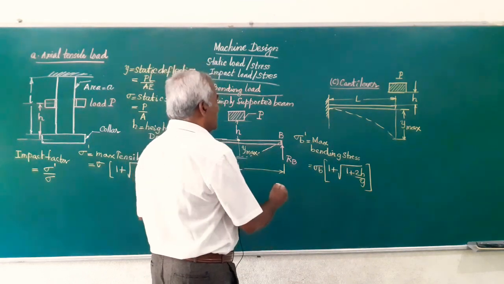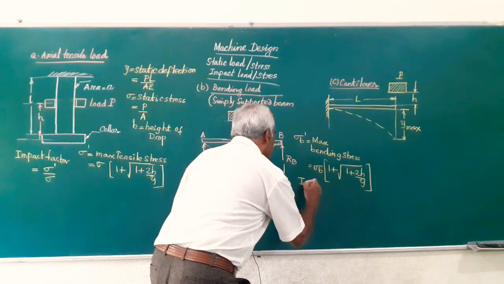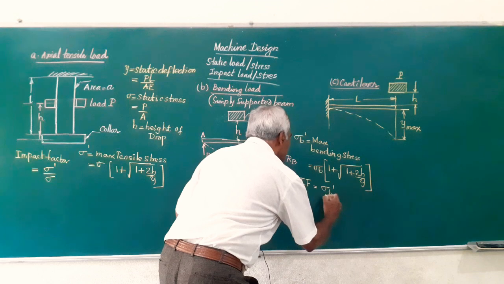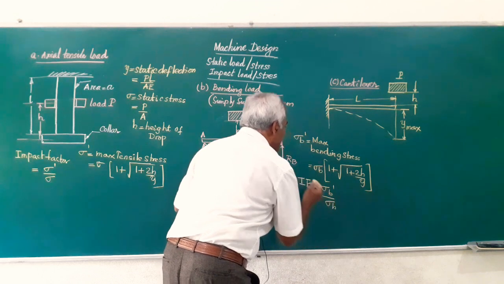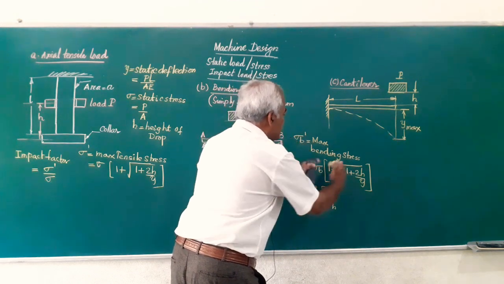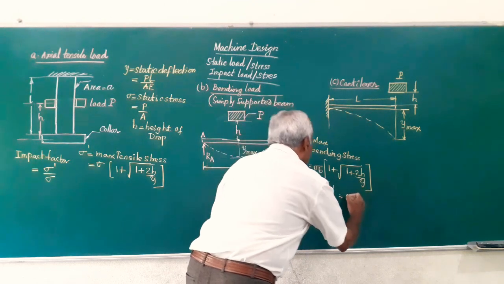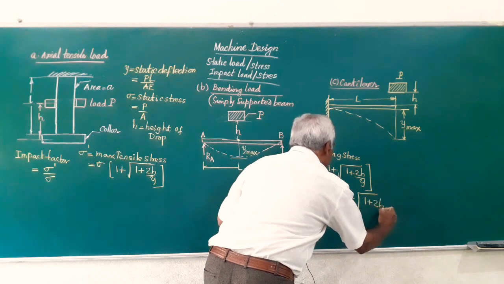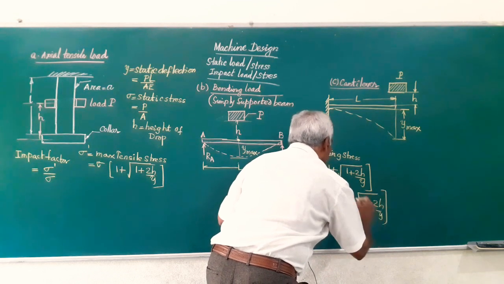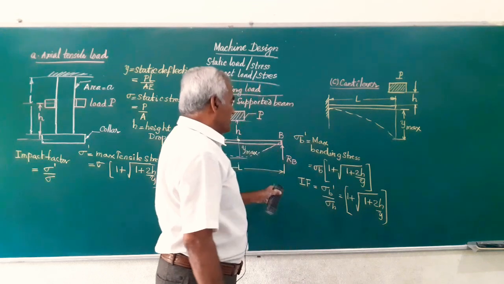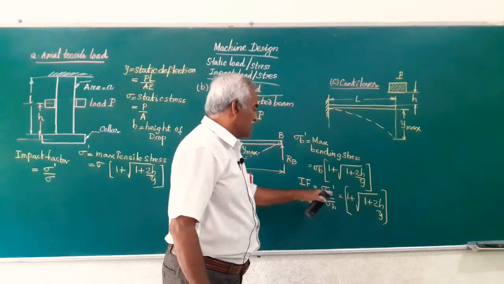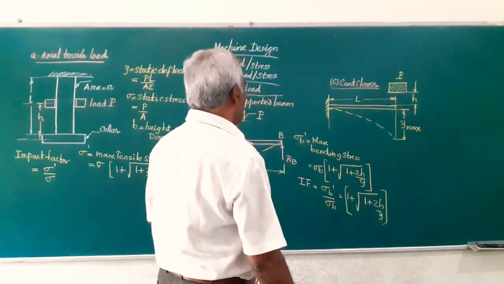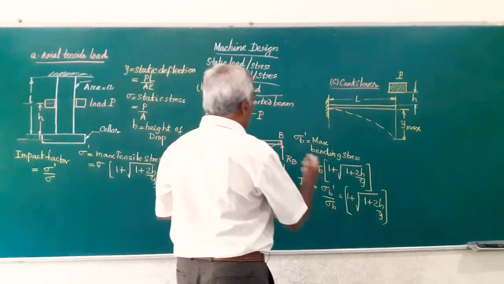See friends, here again the term impact factor IF is given by sigma B dash divided by sigma B. That is to say, this quantity 1 plus square root of 1 plus 2h by y is the value of the impact factor. So very obviously it is more than 1. If you just take this, it is going to be a value higher than this. And what are these values of y here?